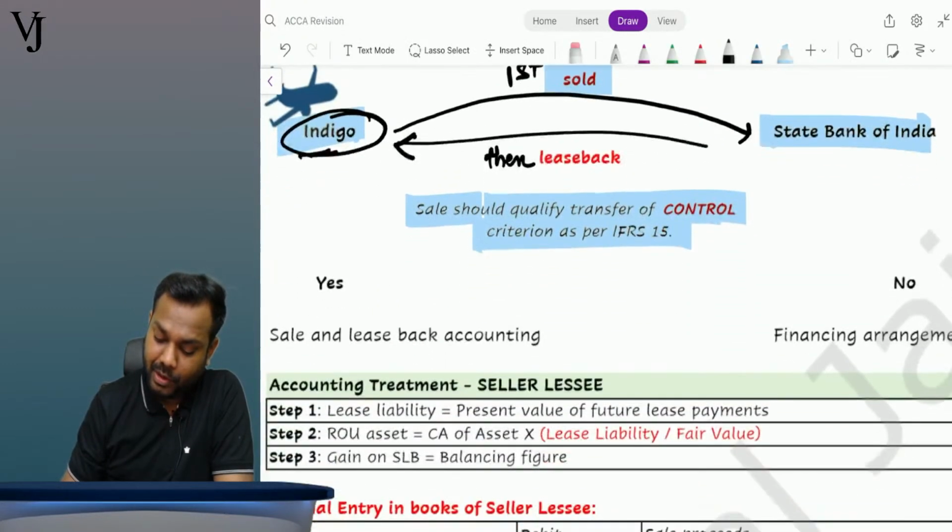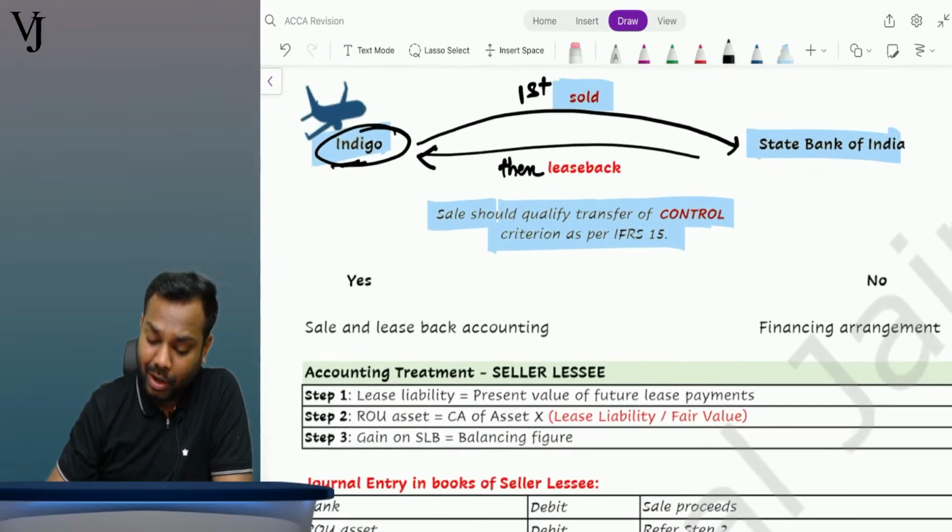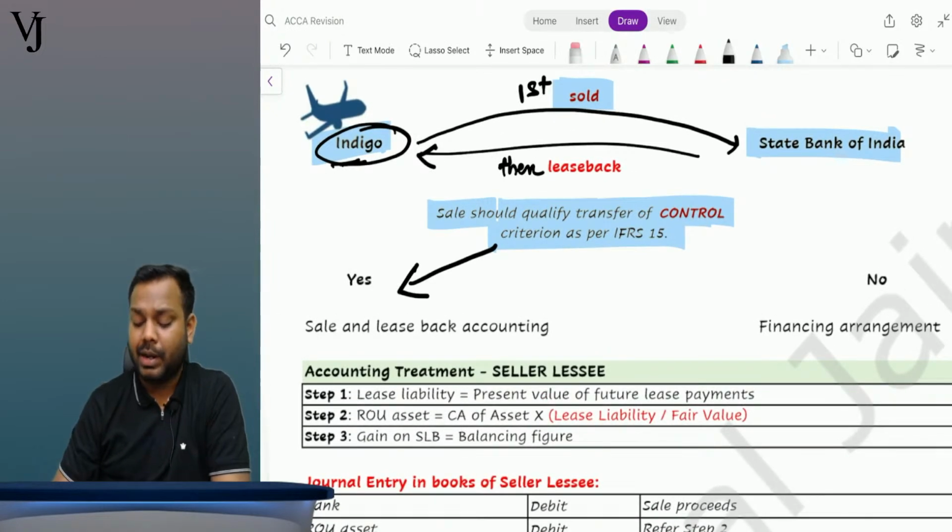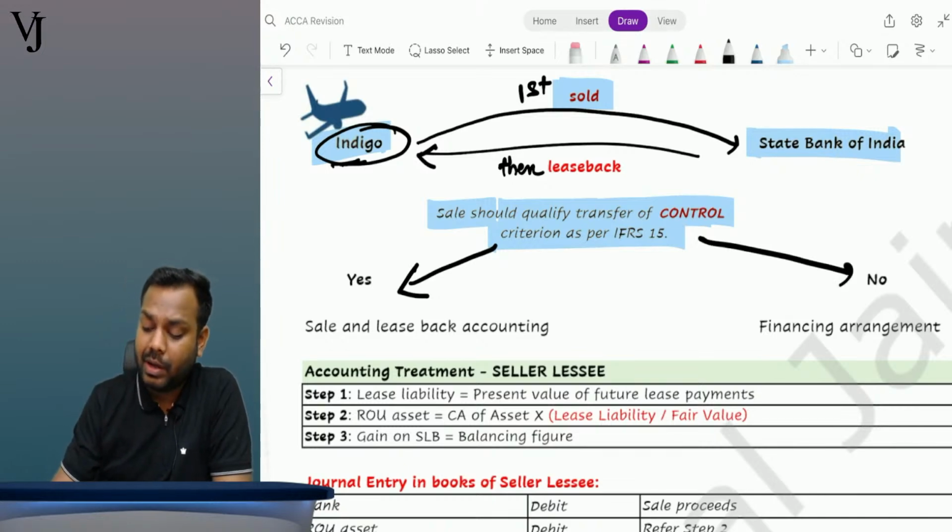Coming back to my notes. So the standard says that if the sale qualifies the control criterion, it is sale and leaseback accounting. If it does not satisfy the control criterion, it is a financing arrangement.